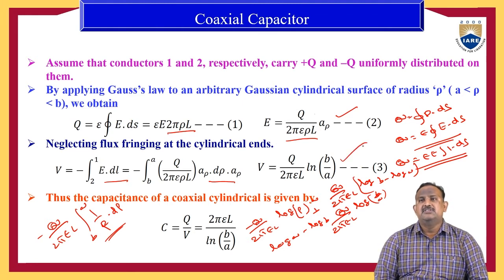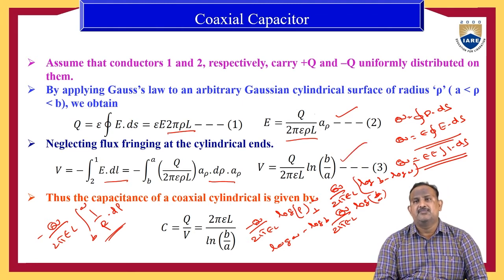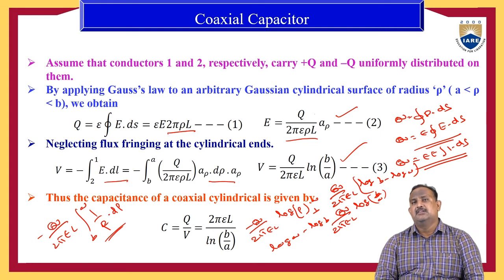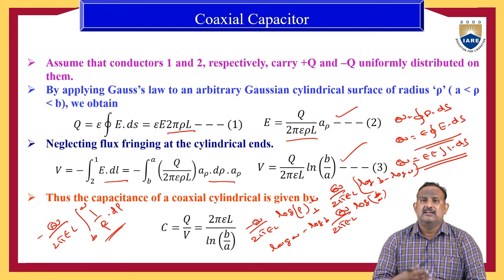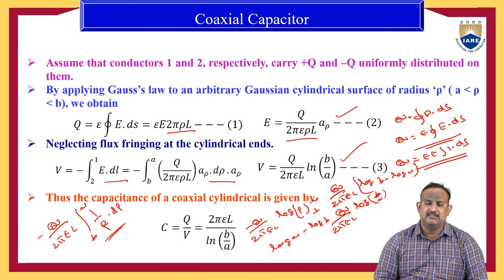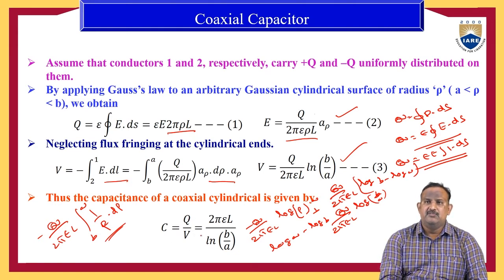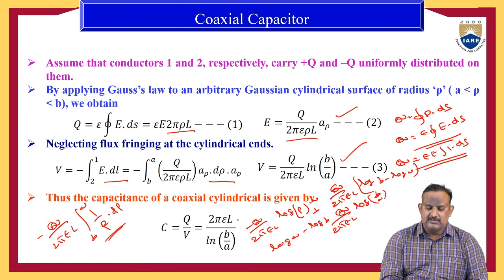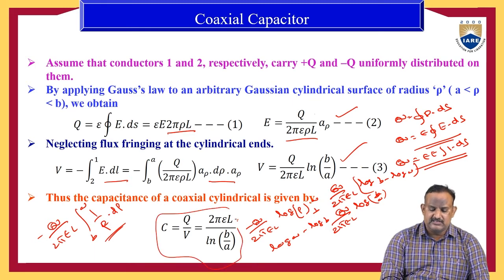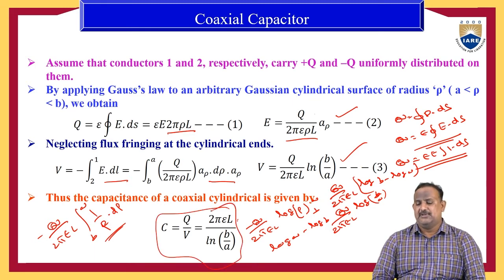So log B by A is the potential difference of a coaxial capacitor. By using this, we can find out the capacitance C of a coaxial capacitor. Capacitance C is equal to Q by V. Therefore, it is 2 pi epsilon L by log B by A, which is the capacitance of a coaxial capacitor.